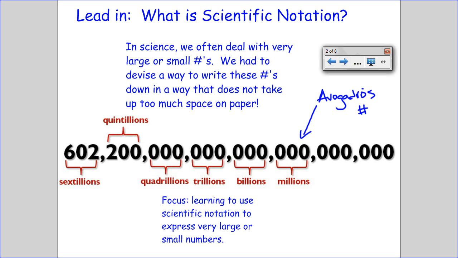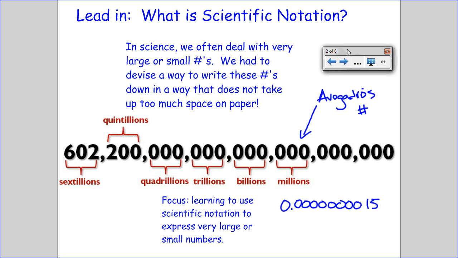Avogadro's number is the number of particles in 1 mole of a substance. It's based upon carbon, the element C, having a mass of 12 grams. The focus today is that we're going to learn to use scientific notation to express very large numbers like this and very small numbers like 0.00000000015, which would be a very small number.